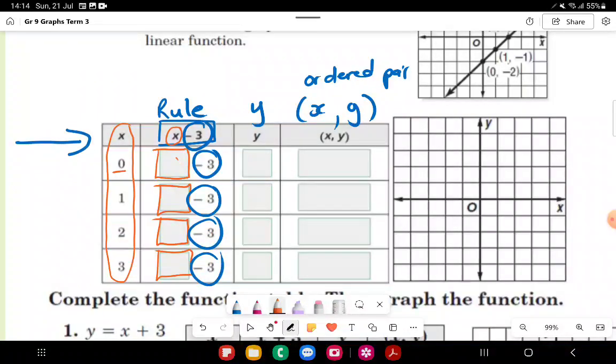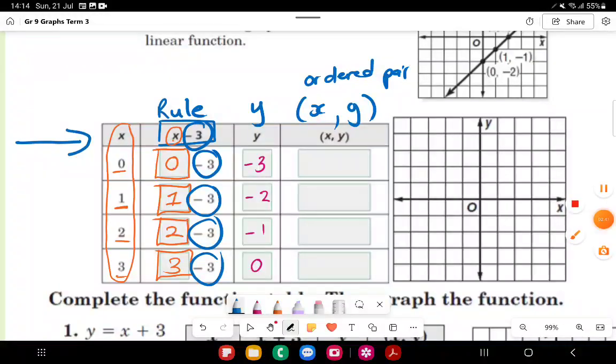X is 0, so I put 0 in the place of x. X is 1, I put 1 in the place of x. X is 2, I put 2 in the place of x. X is 3, 3 in the place of x. Now I'm going to calculate, and I am going to write my answer in pink. So I'm going to say 0 minus 3, that is negative 3. 1 minus 3 is negative 2. 2 minus 3 is negative 1. And 3 minus 3 is 0.